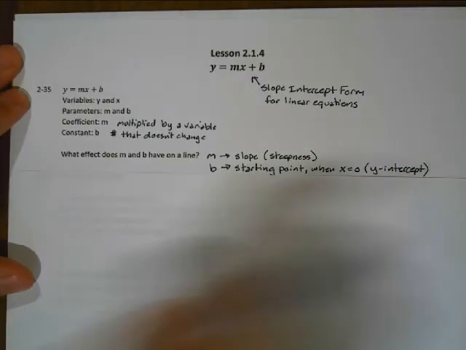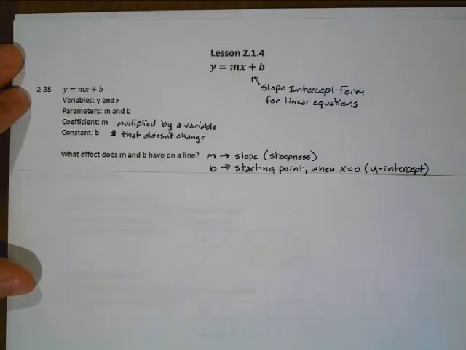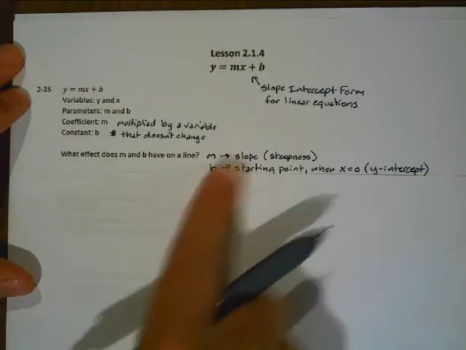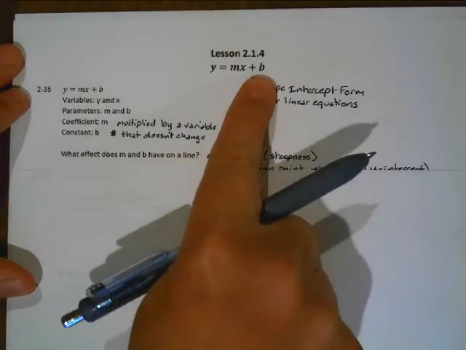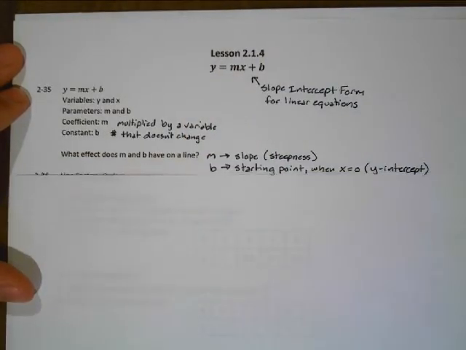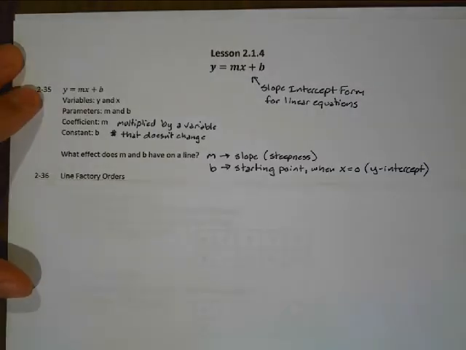So knowing those two things, we can write any linear equation. If we've got the slope and we've got the y-intercept, we can just plug in m for the slope and b for the y-intercept, and we've got the equation of the line.